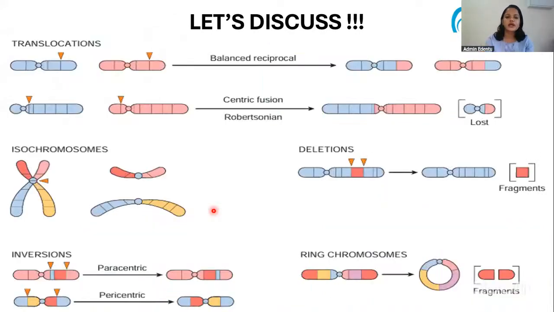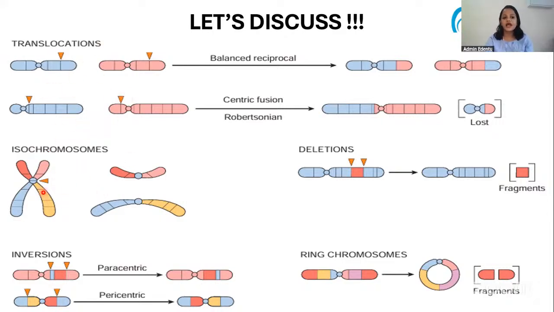So let's have a look at the structural abnormalities that are happening in the chromosomes. The main examples of these structural abnormalities are translocations. That is, within two chromosomes during cell division, one part of the chromosome gets cut and is translocated to another part. Like this, translocations can happen.